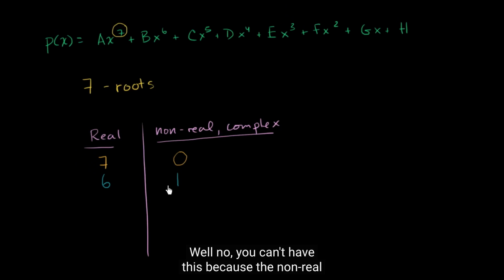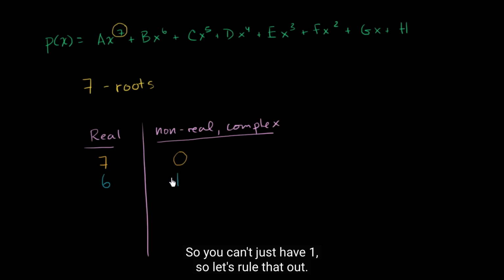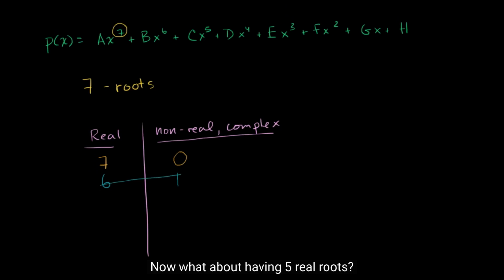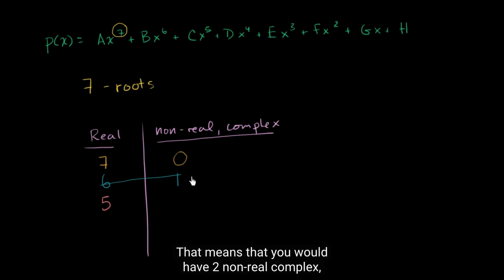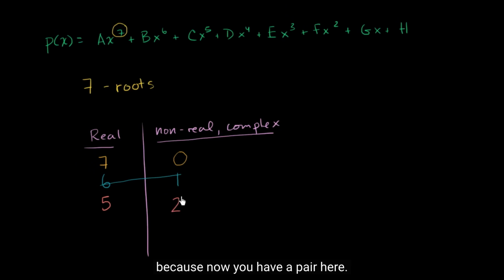Well, no, you can't have this, because the non-real complex roots come in pairs, conjugate pairs. So you're always going to have an even number of non-real complex roots. You can't just have 1. So let's rule that out. Now, what about having 5 real roots? That means you would have 2 non-real complex roots, adding up to 7. And that, of course, is possible, because now you have a pair here.